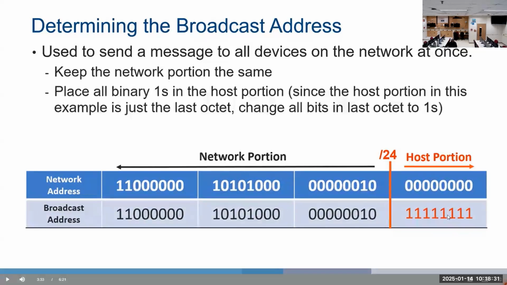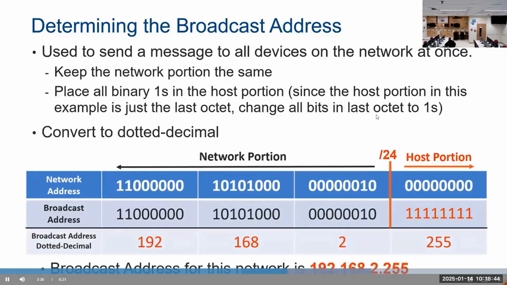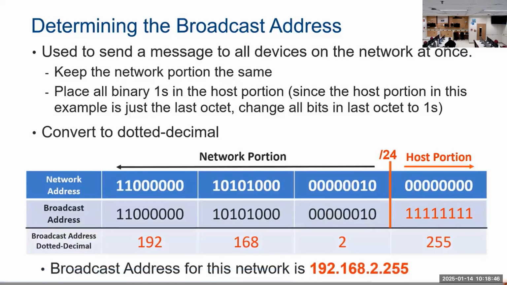But remember, in the broadcast address, every bit in the host portion is a 1, right? And in the network address, every bit in the host portion is a 0. That is the first one, that is the last one, right? All binary 1s. This results in a broadcast address of 192.168.2.255.